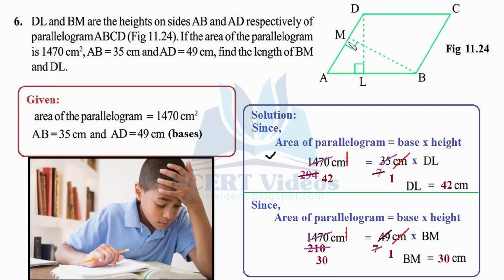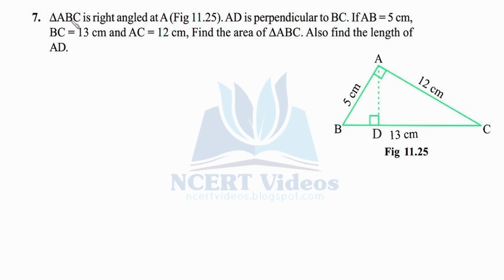Writing the same into BM is this altitude, 1 centimeter, 1 centimeter, 7 7s are 49, 7 2s are 14, 7 1s are 7, 0 as it is. Again 1 7s are 7, 7 3s are 21, 0 as it is. Therefore this height or altitude, that is BM, measures 30 centimeter. That's the second part, and that completes question number 6. Question 7. Triangle ABC is right angled at A.